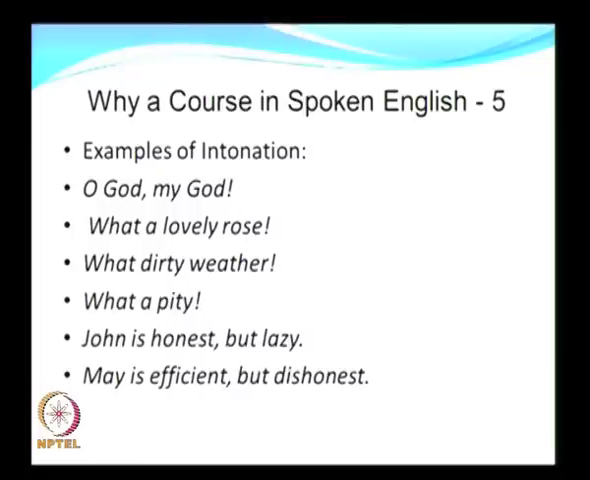Next, intonation. What is intonation? I told you a while ago that meaning partly lies in the word and partly lies in the tone. The same words can make you laugh and the same words can make you cry. If I tell you, so you think you are honest, right? Is it a compliment? No. Why not? Your tone was different.